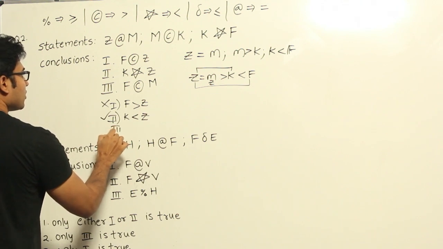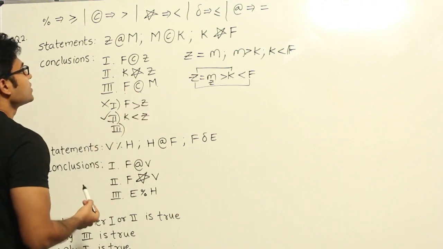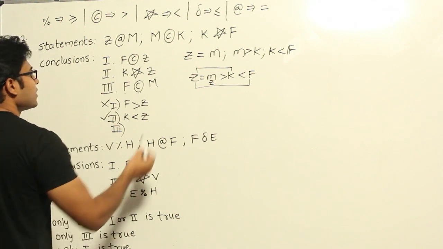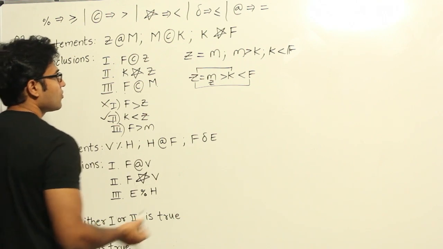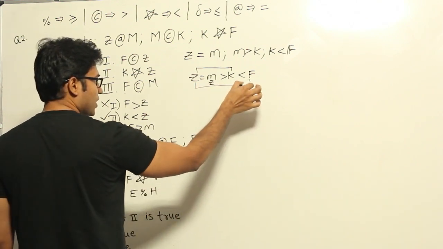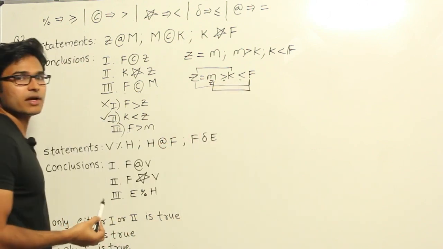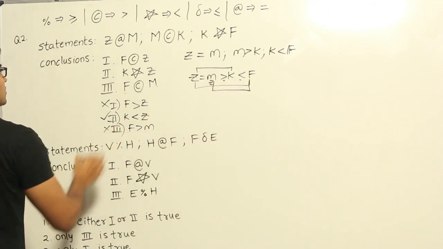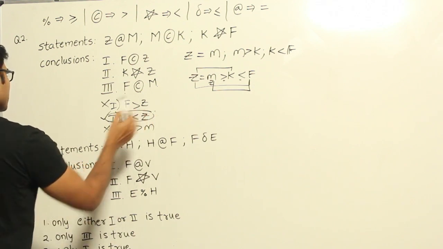And coming to the third conclusion, F C M. So what is F C M? C means greater, so F is greater than M. Now let's see between F and M. Between F and M there are two different types of inequalities, so we cannot compare them. So only conclusion 2 is right. So here the option is conclusion 2 is right.